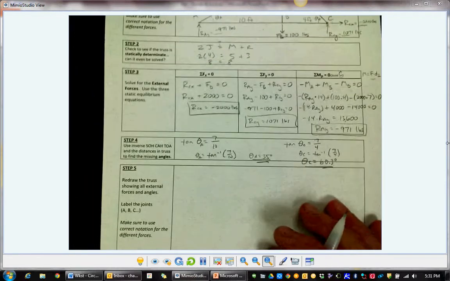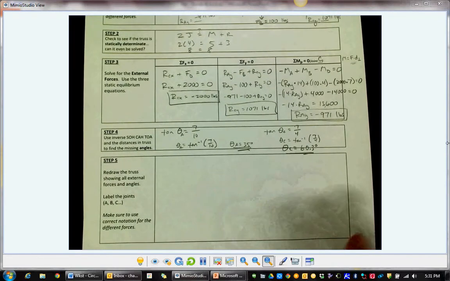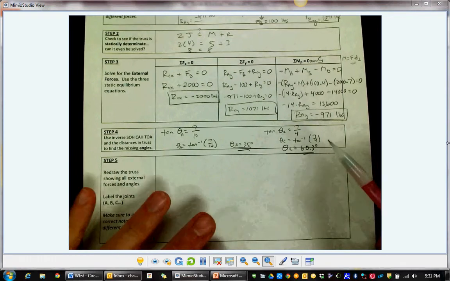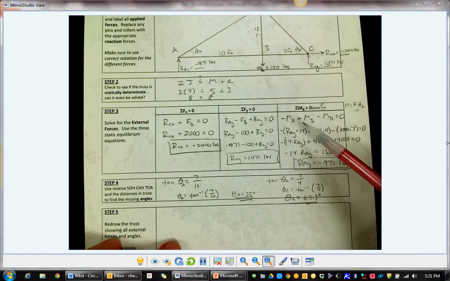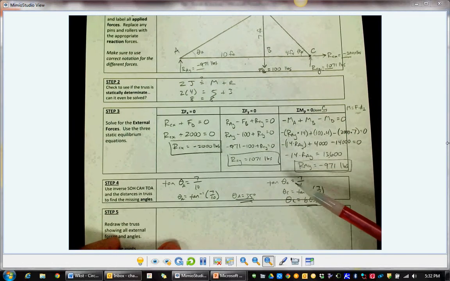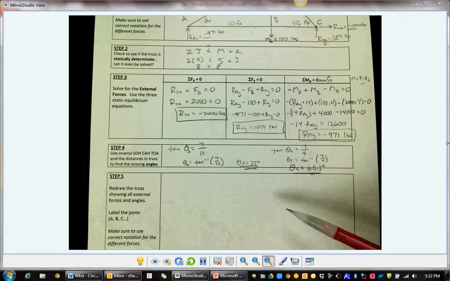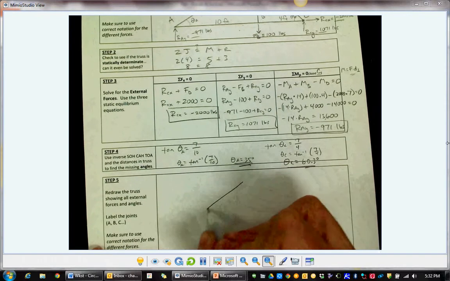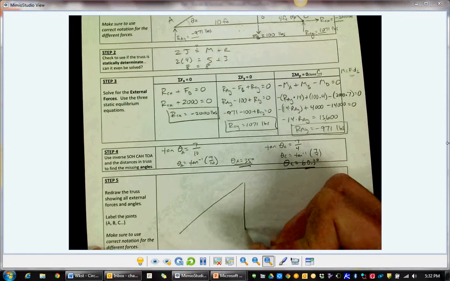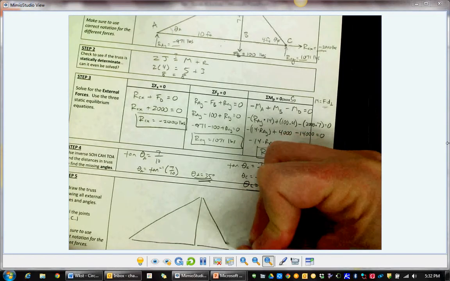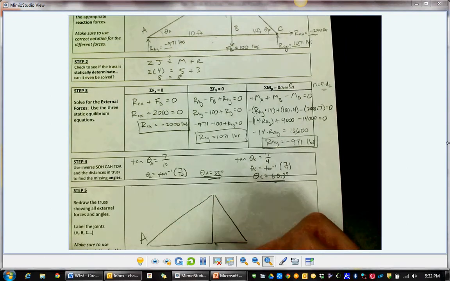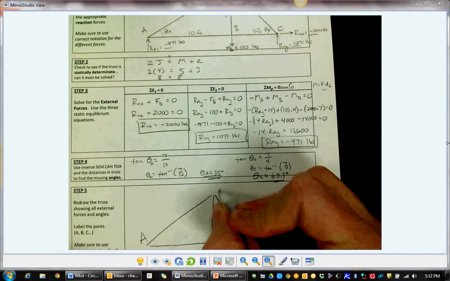All right, step 5. Now we're going to redraw the truss showing all external forces and angles. We no longer need the distances. The distances up here were used in the moment equation, and they were used to find our angles, but we won't use those anymore, so you don't need to clutter up your next redrawn picture with those. So let's get to this here. We've got this truss, joint A, B, C, and D.